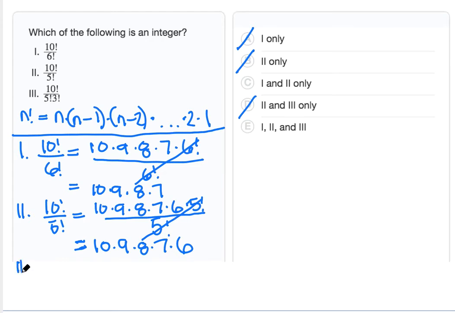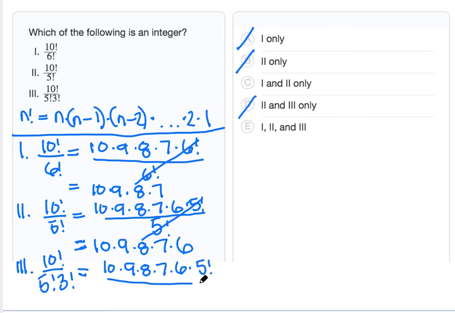So let's move on to statement 3, which says 10 factorial over 5 factorial times 3 factorial. Similar to what we did before, we're going to expand the numerator to 10 times 9 times 8 times 7 times 6 times 5 factorial, all over 5 factorial times 3 factorial. Now notice the 5 factorials will cancel. Then we're going to be left with 10 times 9 times 8 times 7 times 6 in the numerator and 3 factorial in the denominator.